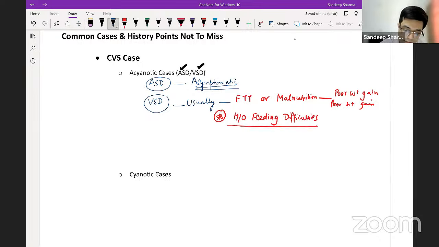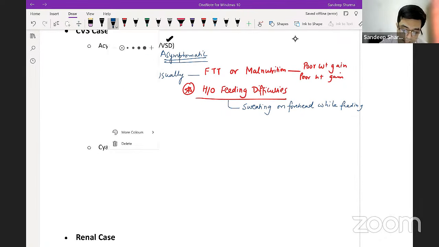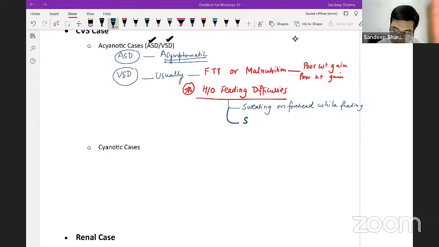Feeding difficulties, why? Because children with VSD usually become symptomatic around 6 to 8 weeks of age, and in the first 6 to 8 months of life, they will have feeding difficulties. They will have sweating on the forehead while feeding. They will have to make effort during feeding. So sweating on the forehead while feeding will be there. And these children will also have a suck, rest, suck cycle.